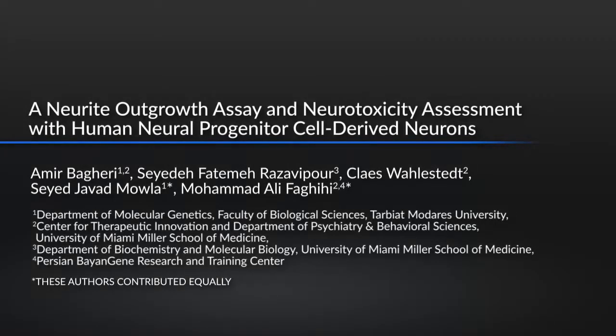The presented protocol describes a neurite outgrowth assay that is highly relevant to human biology and neurotoxicity assessment of small molecule compounds. High translational potential and physiological relevance of human neural progenitor cells as a primary human cell model offer a considerable advantage in neurite outgrowth-related drug discovery screening and neurotoxicity assessment.